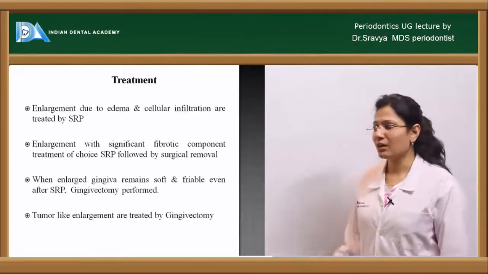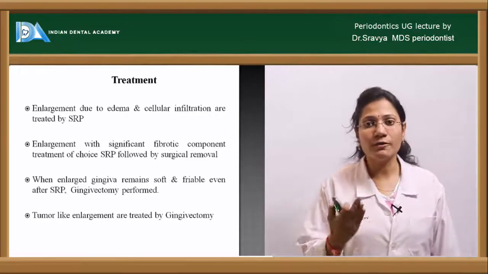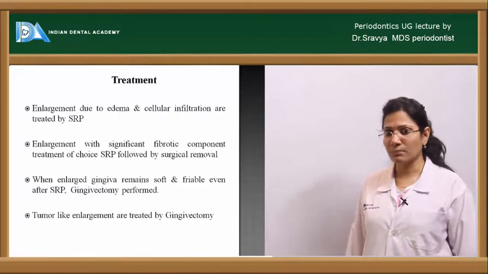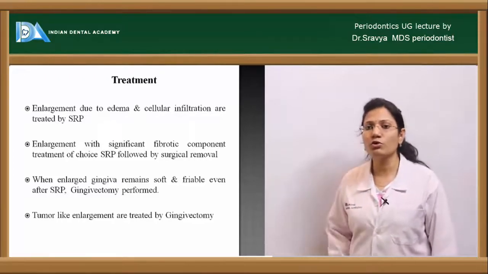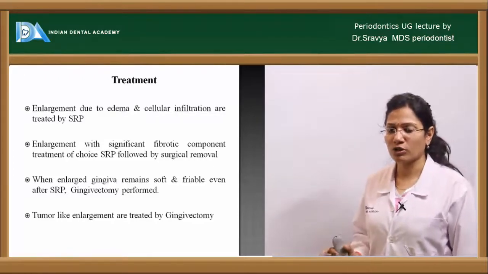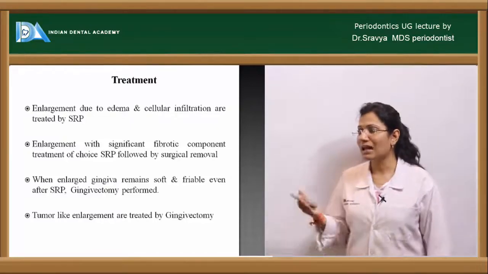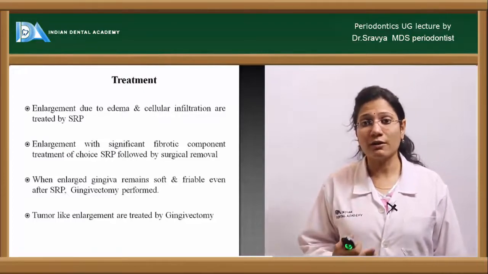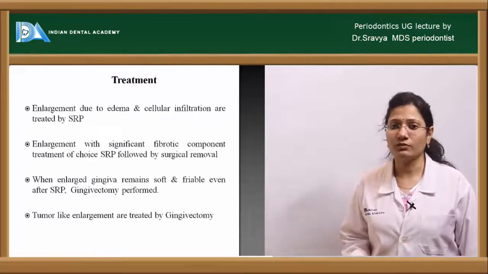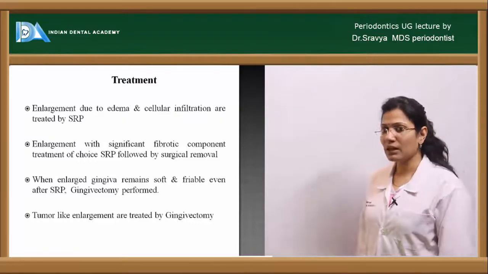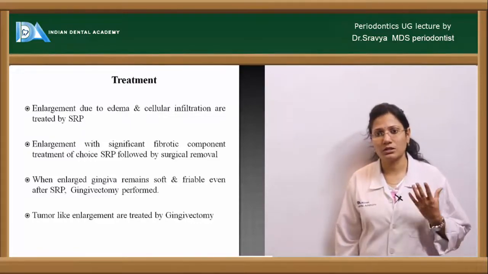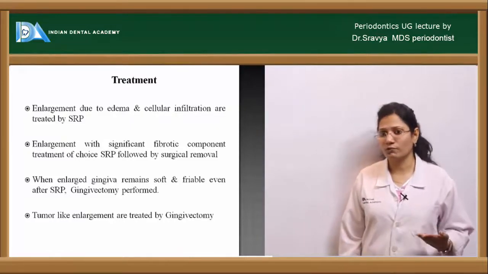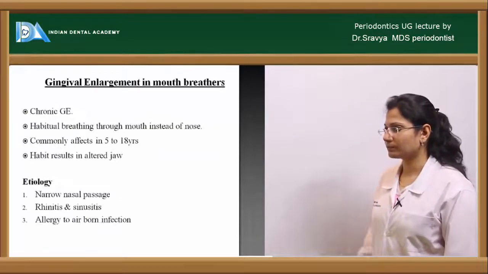How do you treat it? The cause is the accumulation of plaque and other deposits, so the first thing you should do is remove or eliminate all these deposits by doing a thorough scaling and root planing. Then you might have to think of doing a gingivectomy procedure if the enlargement doesn't come down even after thorough scaling and root planing, and if a fibrotic enlargement is left behind after the edema has come down.